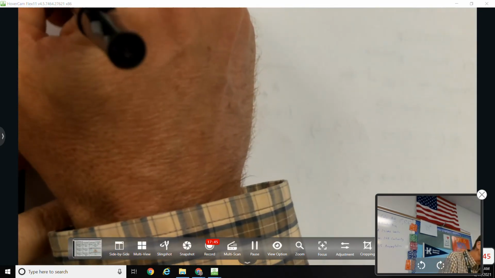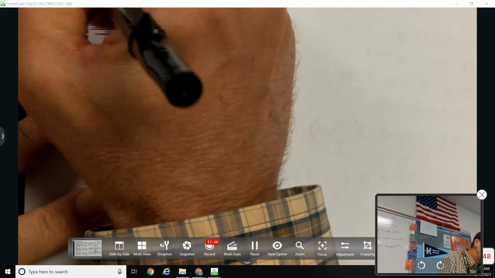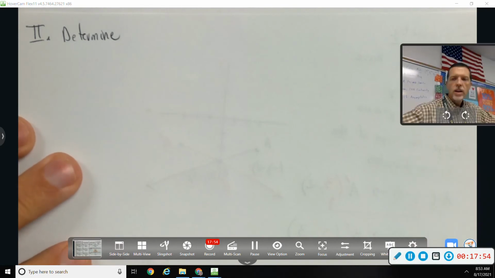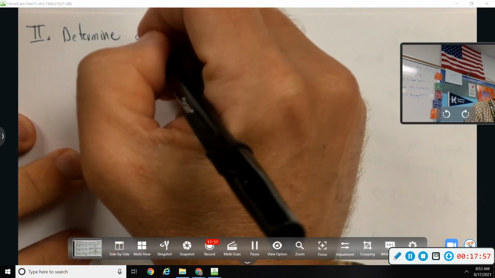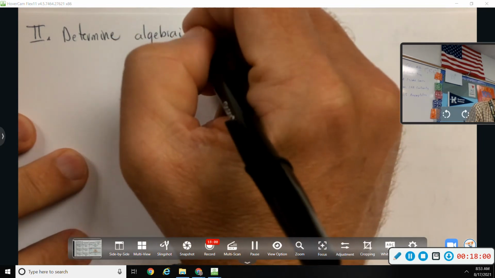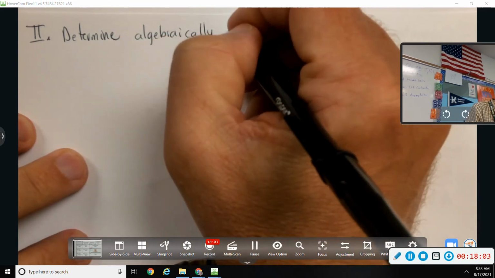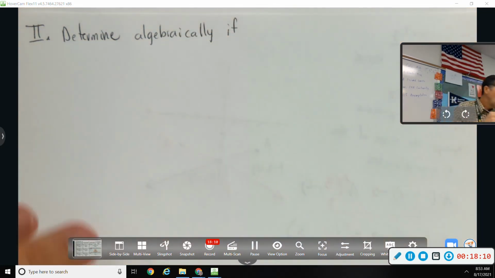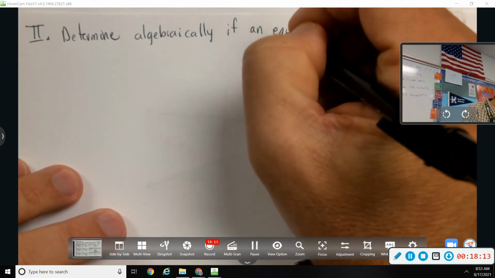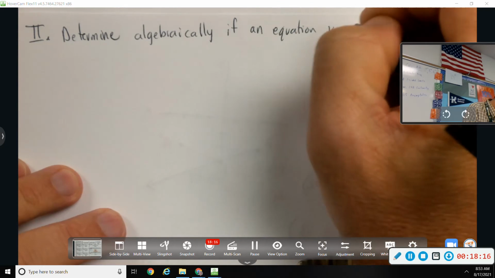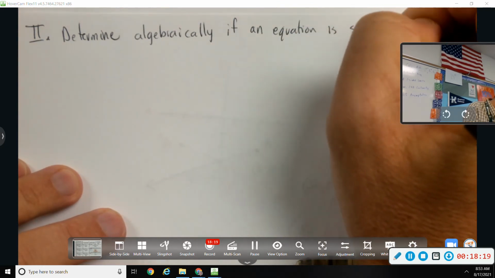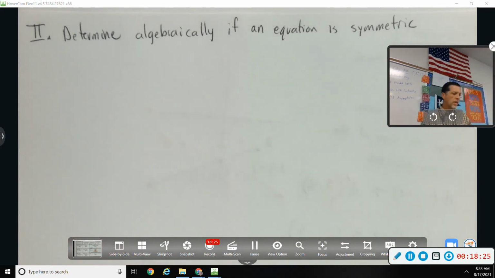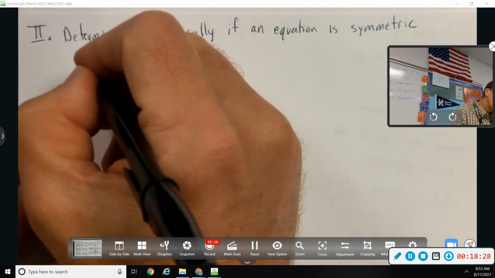The algebra part of the lesson, Roman numeral 2, is to determine algebraically if an equation is symmetric. And this is all about showing your work.